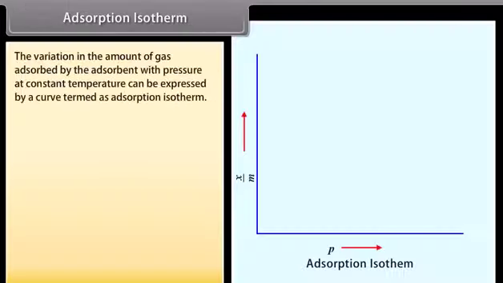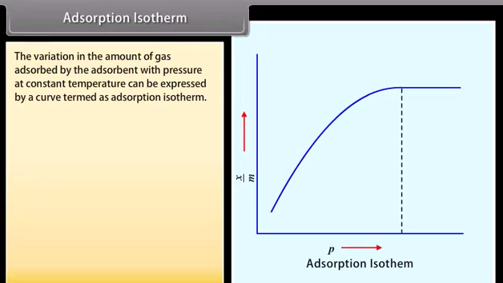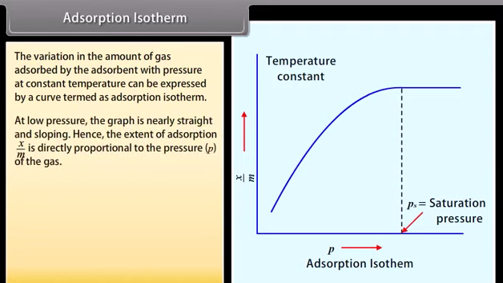Adsorption isotherm. The variation in the amount of gas adsorbed by the adsorbent with pressure at constant temperature can be expressed by a curve termed as adsorption isotherm. At low pressure, the graph is nearly straight and sloping. Hence, the extent of adsorption x upon m is directly proportional to the pressure of the gas. This can be expressed as x upon m is directly proportional to P raised to the power 1.